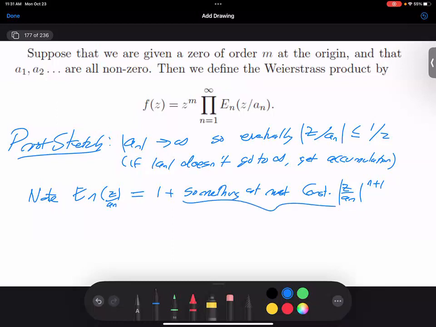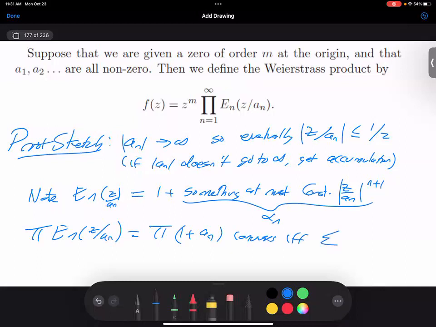So call this whole thing here alpha n. So the product of e^(z/a_n) over a_n is the product of 1 plus alpha n. And this converges if and only if the sum of the alpha n converges. But the sum of alpha n is a geometric series with the absolute value of r less than 1, so it converges.